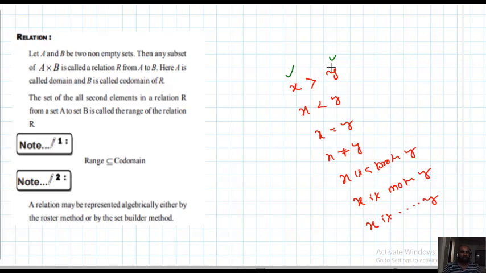While comparing x and y, I used this relation, which is called greater than. Greater than is a relation, less than is a relation, equality is a relation, not equal to is a relation, brother of is a relation, mother of is a relation, capital of is a relation. So these are all relations.